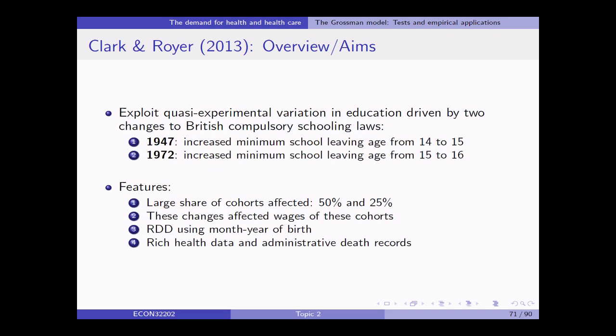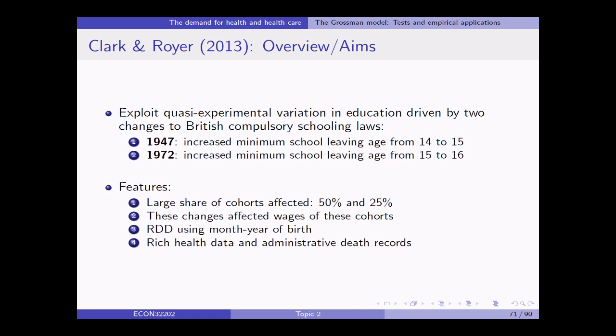And then the final study, before we break quickly, uses school leaving age. This is a UK study by Clark and Royer. Essentially, they exploit quasi-experimental variation in when kids could leave school. In 1947, just after the Second World War, the age at which kids could leave school increased from 14 to 15. And then in 1972 it increased again from 15 to 16.